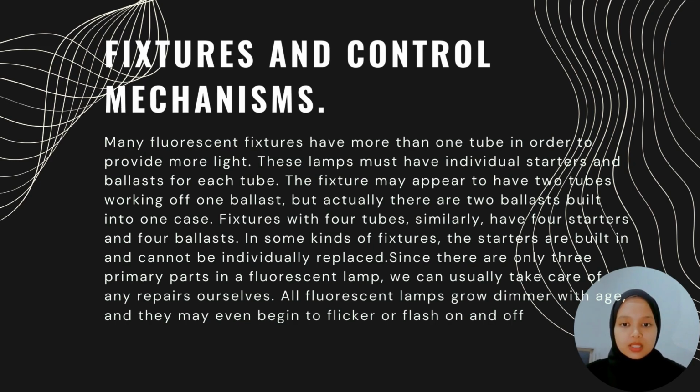Since there are only three primary parts in a fluorescent lamp, we can usually take care of any repair ourselves. All fluorescent lamps grow dimmer with age and they may even begin to flicker or flash on and off.